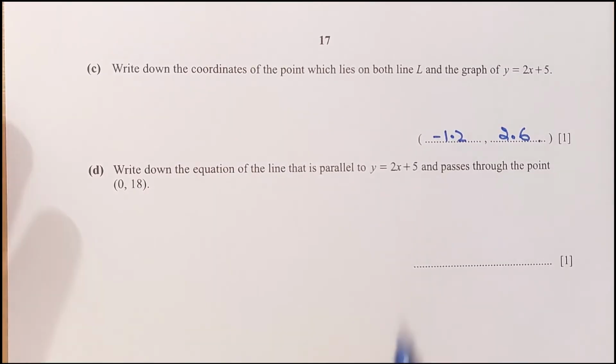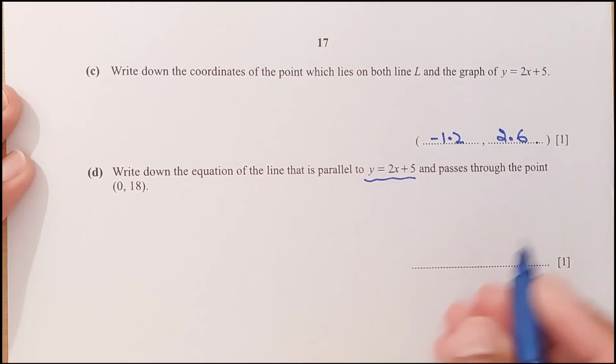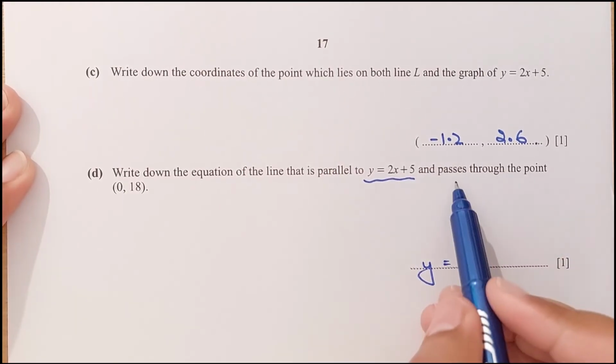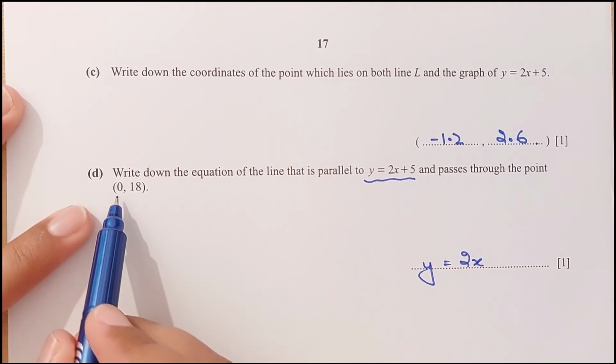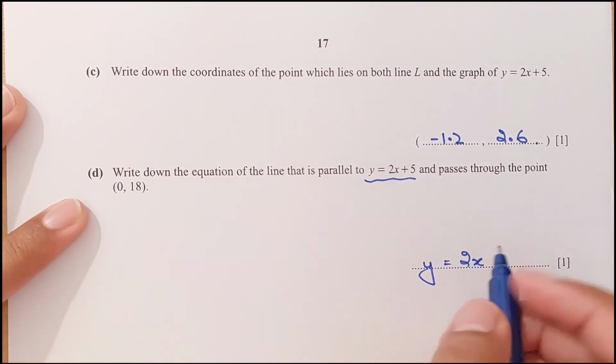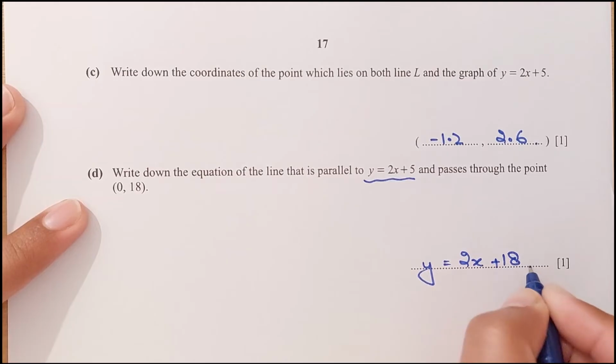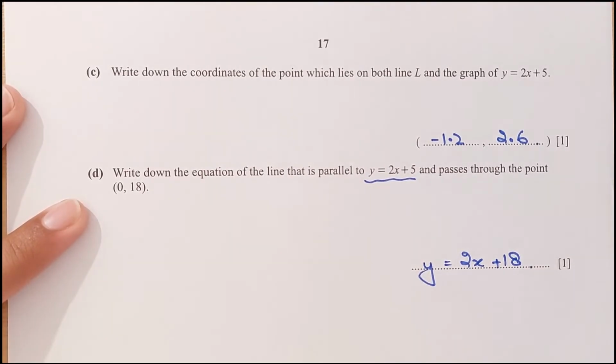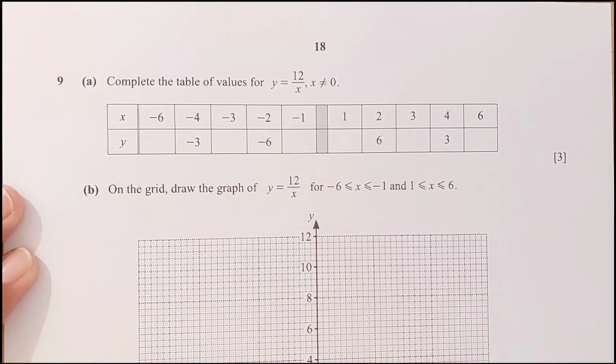Since the line is parallel to this, its slope is the same, y equals 2x, right? And it passes through this point. When x is 0, y is 18. The y-intercept is 18, so y equals 2x plus 18. So this is a line that is parallel to this line and passes through the y-intercept 18.